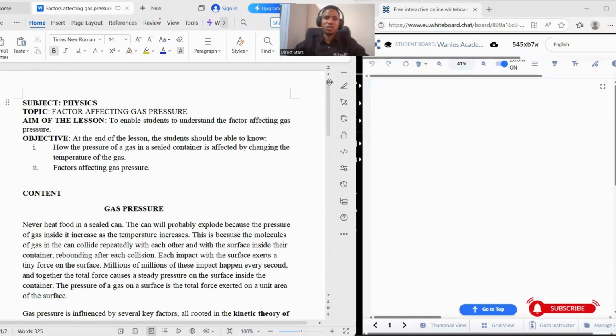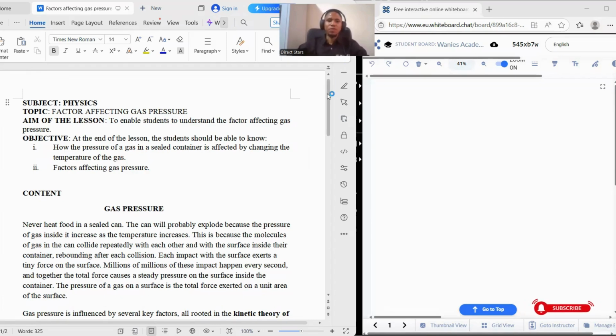Our subject for today is physics, where our topic is factors affecting gas pressure. The aim of today's lesson is for you to understand the factors affecting gas pressure. The objective for today's lesson is for you to know how the pressure of a gas in a sealed container is affected by changing the temperature of the gas, and the factors affecting gas pressure. So we go to gas pressure.